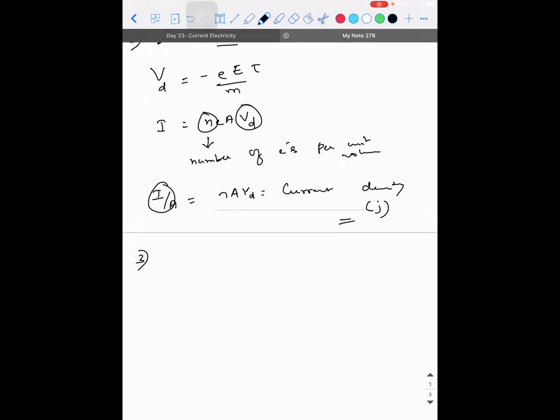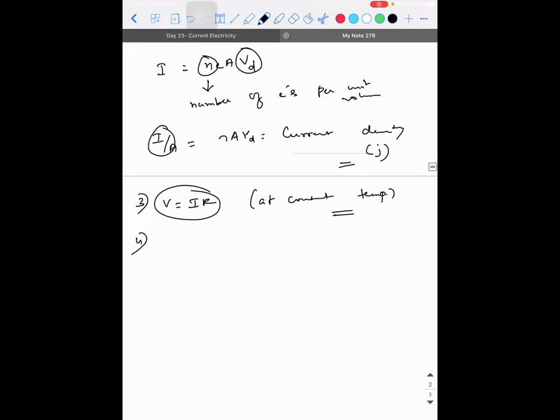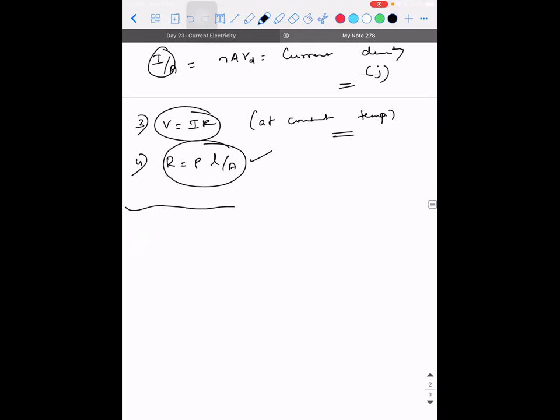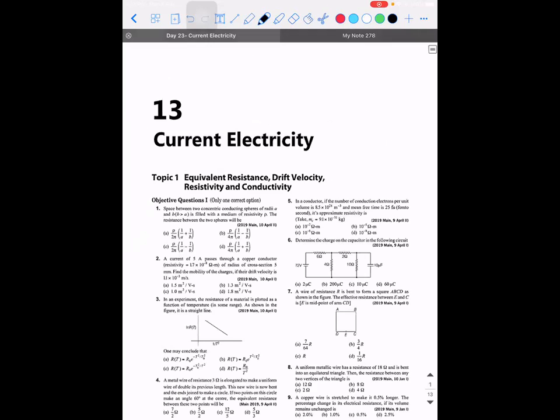So what does Ohm's law state? V is equal to I into R at constant temperature. Next, we know about resistors in series and parallel, all those things. Similarly, R is equal to rho into L divided by A. All these basics we know. So tell me one thing. Are you guys ready to start solving the problems? Can I directly get into the problems rather than discussing the basics?